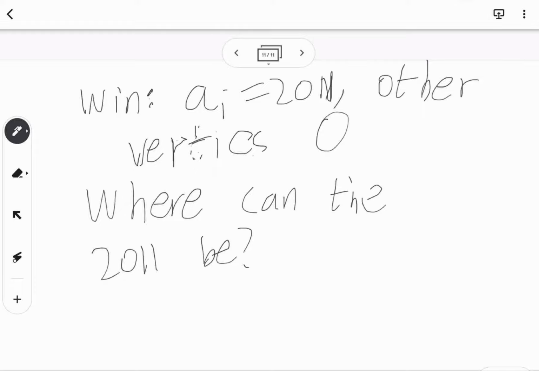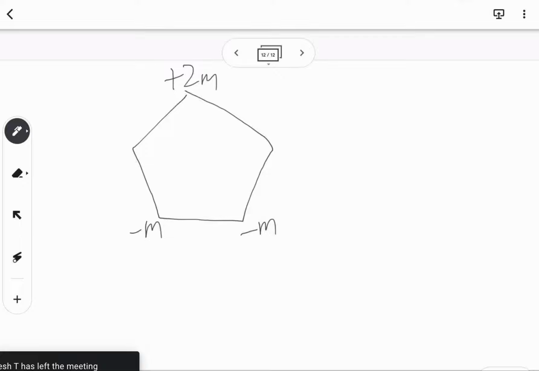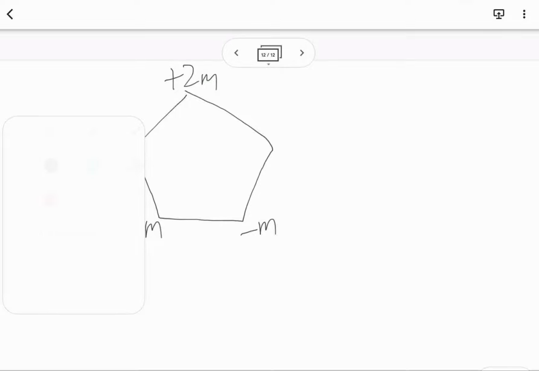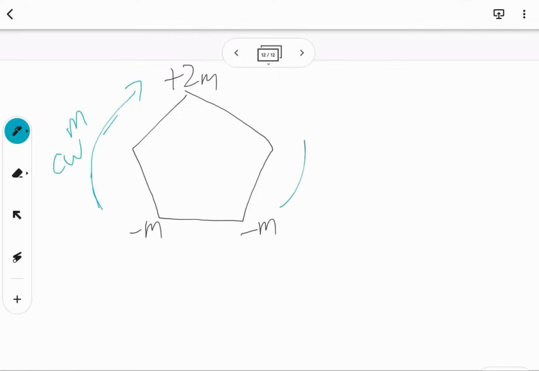So one of the strategies we went over last week was to break it down to the most simple case possible. The most simple case possible in this case would be plus 2m and minus m at the opposite vertices, right? And so basically the idea is, you can think of it as rotation. If you subtract m from two vertices, then you're kind of moving m things clockwise, and you're also moving m things counterclockwise, right?